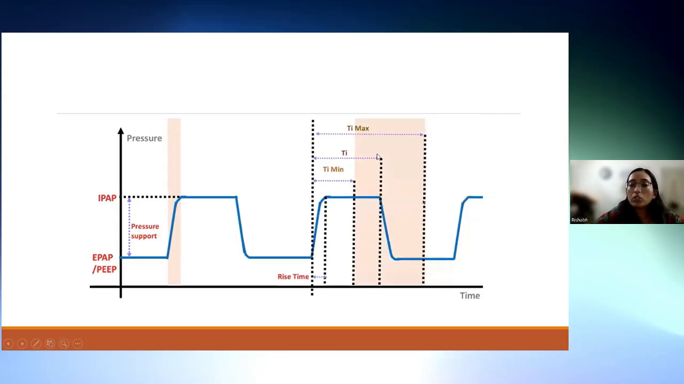Now, there are two other terms, TI minimum and TI maximum. What is TI minimum? It is the minimum inspiratory time which is allowed on NIV, and TI maximum is the maximum inspiratory time which is allowed on NIV. So these are the usual terms that one must be familiar with. After the minimum inspiratory time, the cycling can start. And the maximum is the time till which IPAP can be maintained. After this, the cycling has to start anyway.